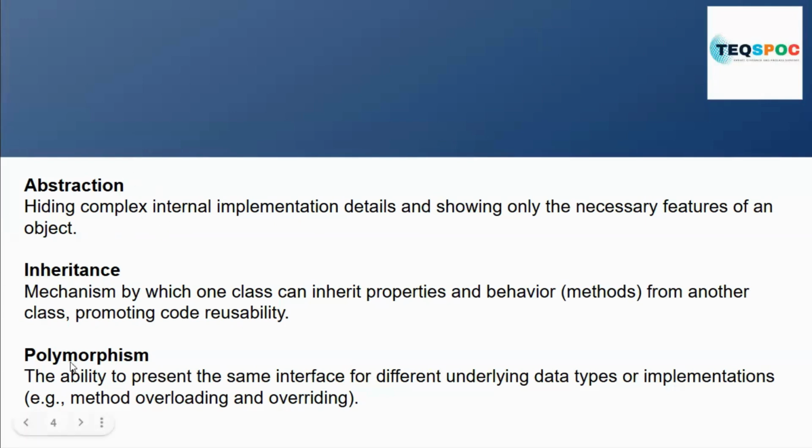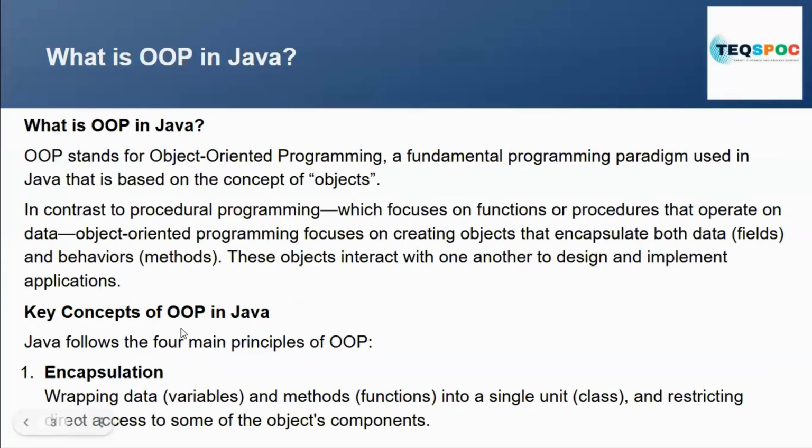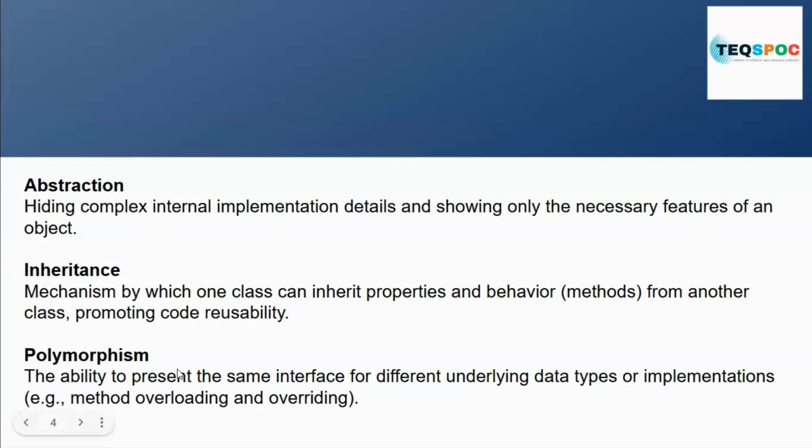Then we have inheritance. Inheritance is basically a mechanism by which one class inherits the properties and behavior of another class. That is called inheritance. In inheritance there are different types of inheritance, we will see them further. This is the basic definition, I am just giving an overview. These are the four principles of the OOP concept. Then we have polymorphism.